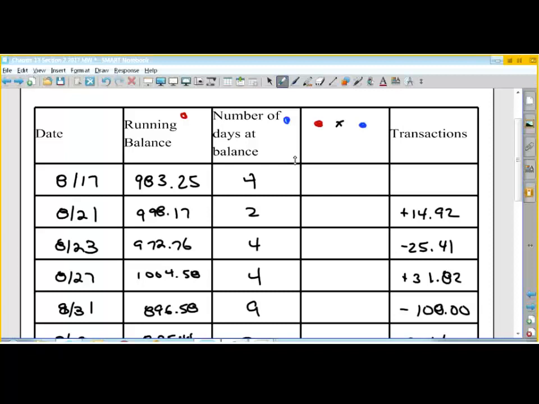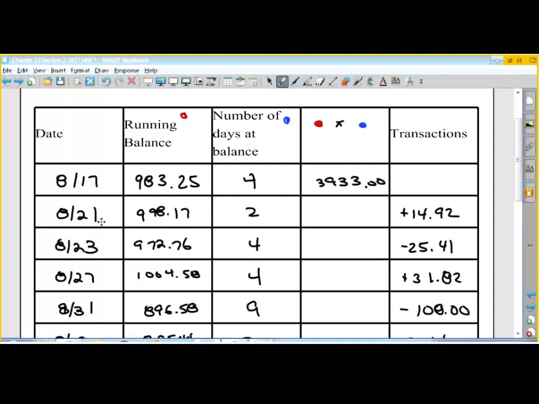So here I have 4 days at my initial balance. So I take 983.25 times 4. So these are just products. And what this is, it says this times that. So A times red times blue. So I get 3,000, and it's not dollars, it's really dollar days, I guess you would call it, if you looked at the units. Then we have a balance of 998.17.